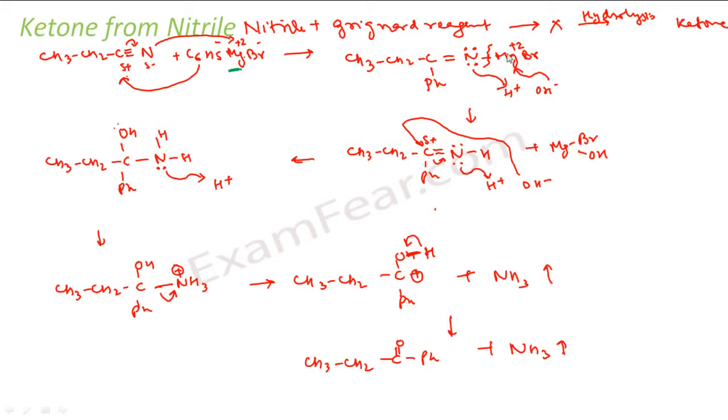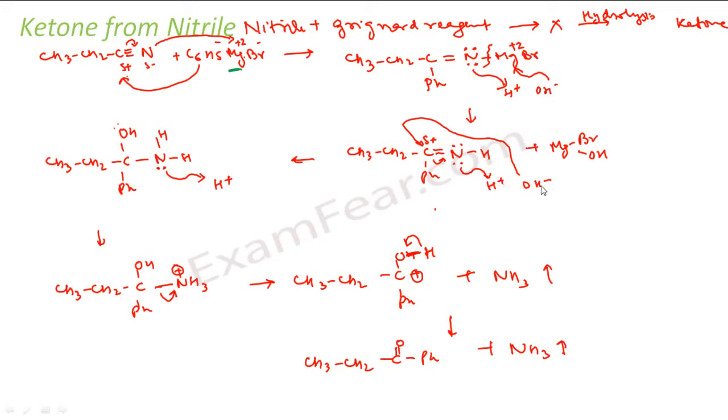So Mg has maximum positive charge. So OH minus will be attracted to Mg plus, and H plus will be attracted towards the nitrogen lone pair. So this bond will break, and MgBrOH will come out and we will have this compound. Again, we'll do more hydrolysis, more and more H plus and OH minus will come into the system.